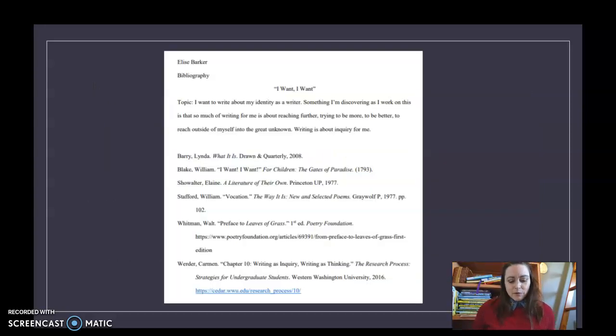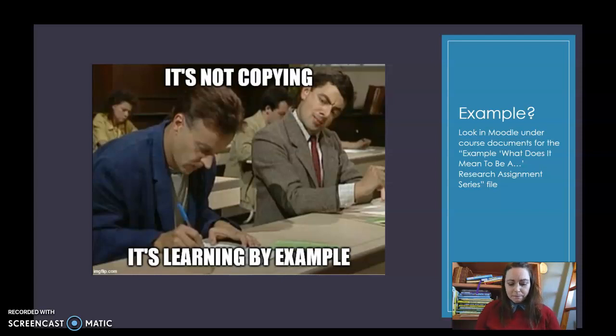So here's an example of what the bibliography would look like. So notice first how short it is. I already have my working title at the top. I have my topic reminder below that at the top of the page, and then I have 6 citations. You can find this example on Moodle in the course documents in a file titled Example, What Does It Mean to Be a Blank Research Assignment Series. Please feel free to look at that. I find it so helpful to look at examples when I'm struggling to write citations.